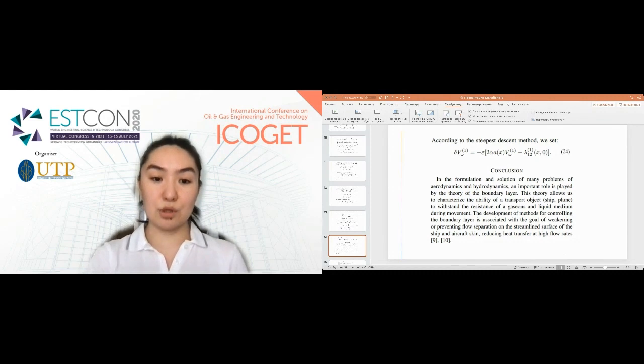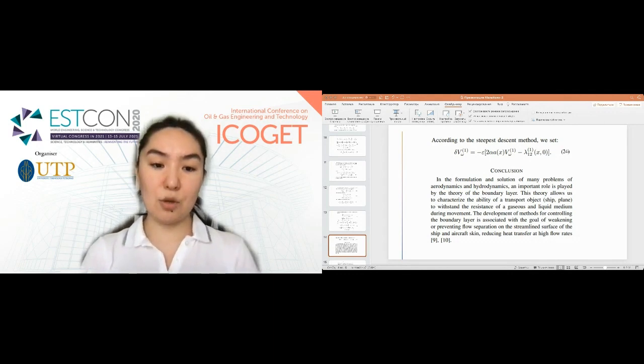In conclusion, in the formulation and the solution of many problems of aerodynamics and hydrodynamics, an important role is played by the theory of boundary layer. This theory allows us to characterize the ability of a transport object, ships and planes, to withstand the resistance of the gases and liquid medium during movement.